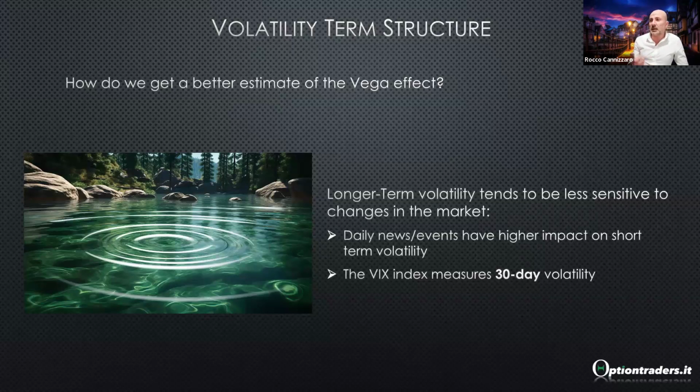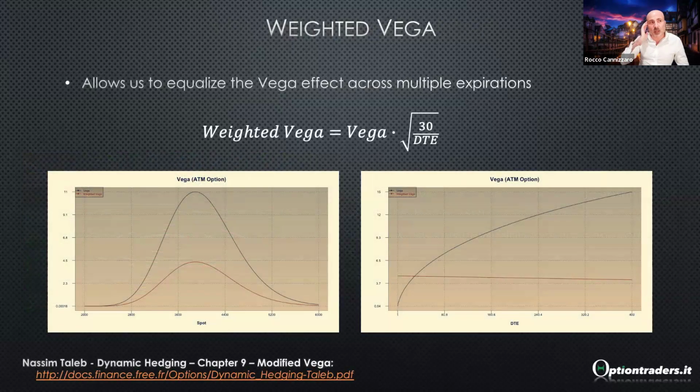VIX index, which is an index that measures the volatility, it's calculated basically on an average of 30-day volatility. It measures what would be the implied volatility over the next 30 days. And so there is this formula. Actually, Nassim Taleb in his book talks about multiple ways you can calculate, you can adjust for this effect. The one that I'm presenting here is the simpler one, and essentially what it does is it weights each vega of each option based on whether these are farther dated options or longer dated options.